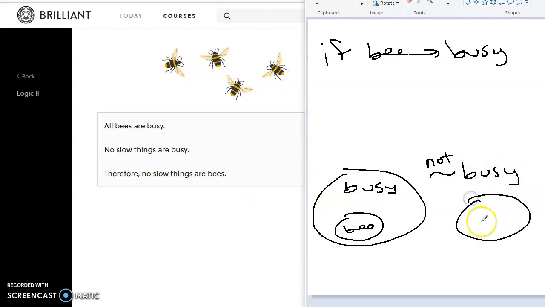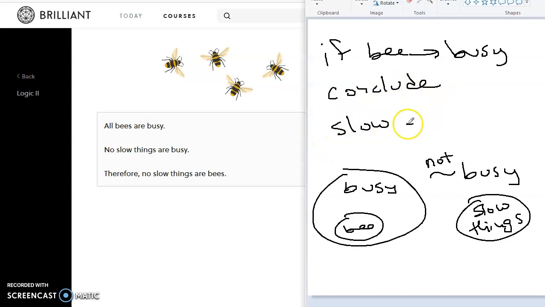So we're going to write a slow things category out here that does not overlap, because none of the slow things are in the busy category. All right. So if we've drawn this diagram correctly, can we conclude, the question is, is it valid to conclude that no slow things, that all slow things are not bees, or no slow things are bees? So I'm actually going to ask the question, can I conclude that all slow things are not bees?